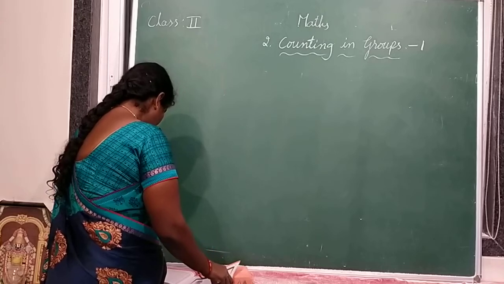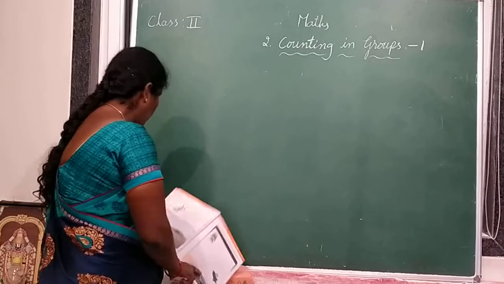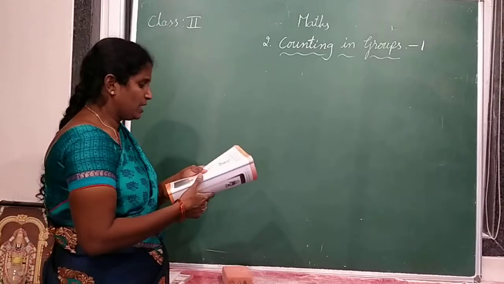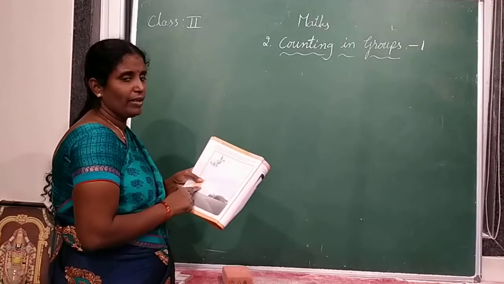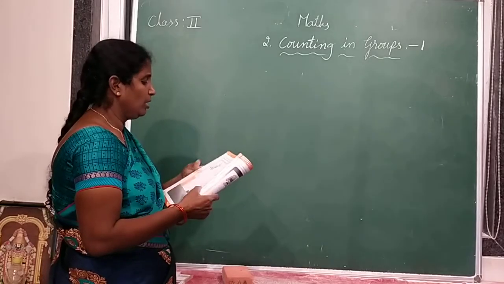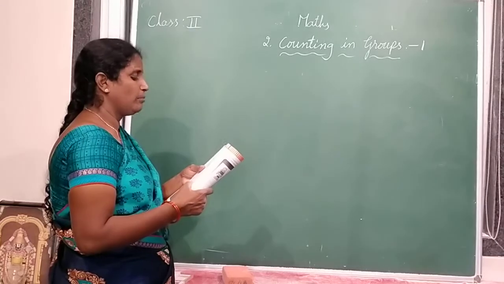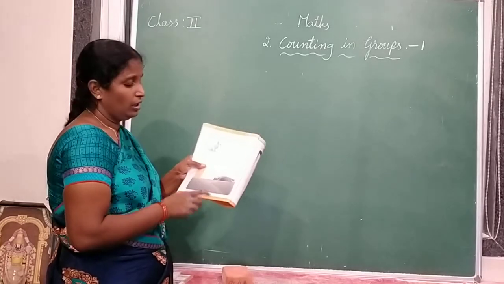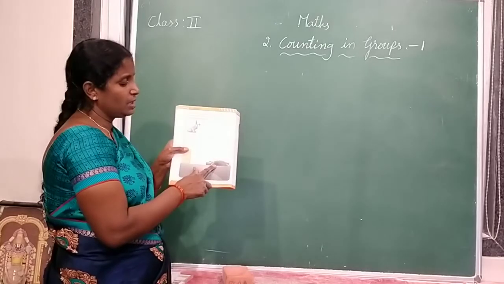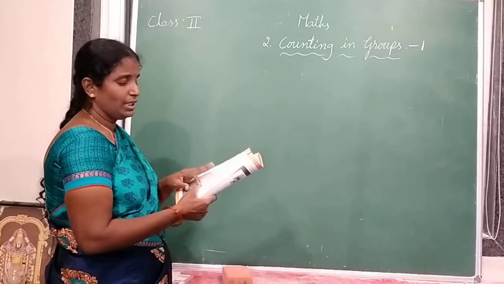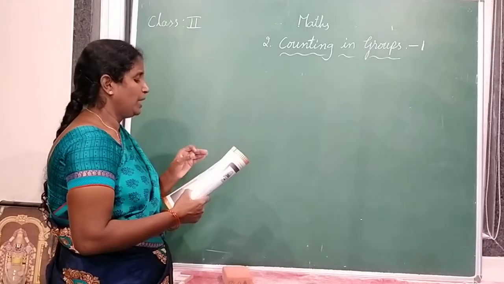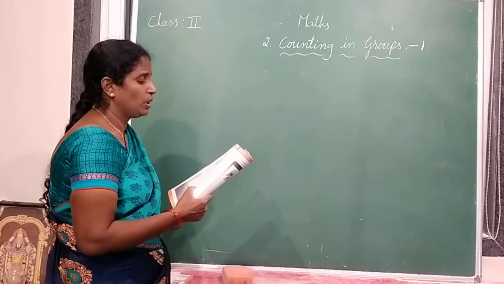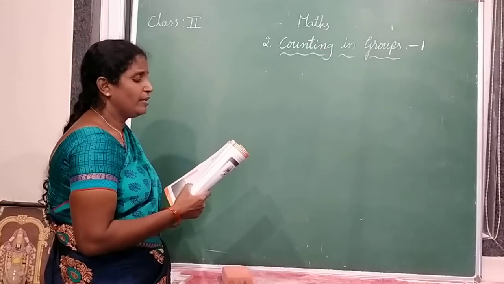Open your worksheet, page number 22. On page number 22, one table is given. So what is that table? The rabbit needs to get back to its burrow. Where is the burrow? Here it is. This is the burrow. So the rabbit lives in this burrow. The rabbit needs to get back to its burrow.